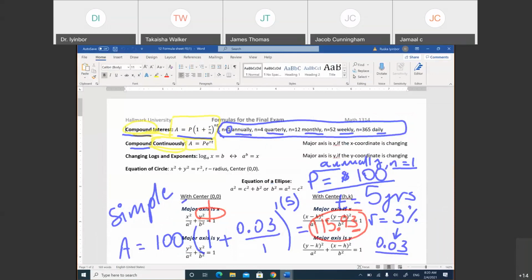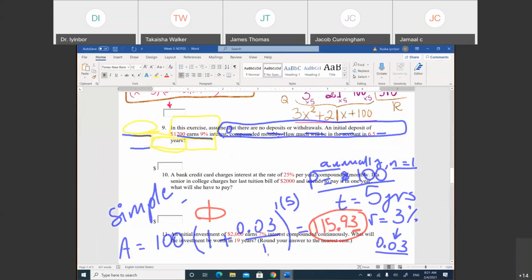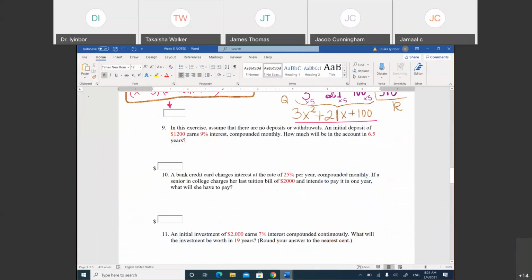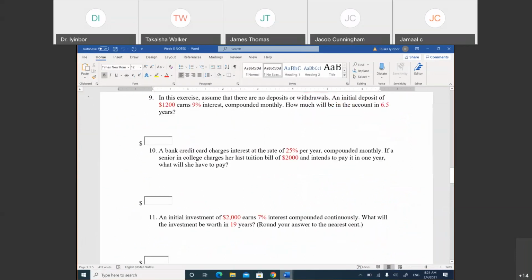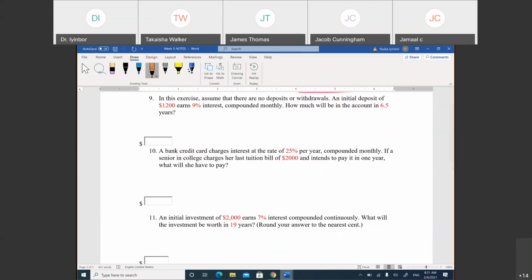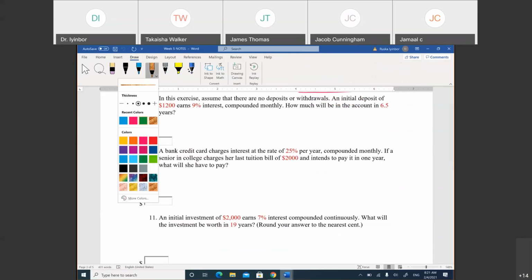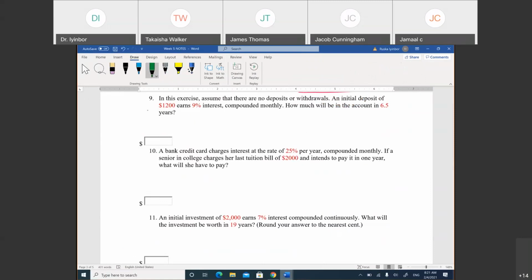Okay, let's do more. So we're going to start with your handouts here. So we're going to start with number 9. That's where we stopped last time. And we're going to start with solving it. So we're going to start with getting all the numbers. So in this exercise, assume that there are no deposits or withdrawals. So if you deposit money or withdraw money, then the formula is going to be different. Okay? But here we're doing no withdrawal, no deposits.